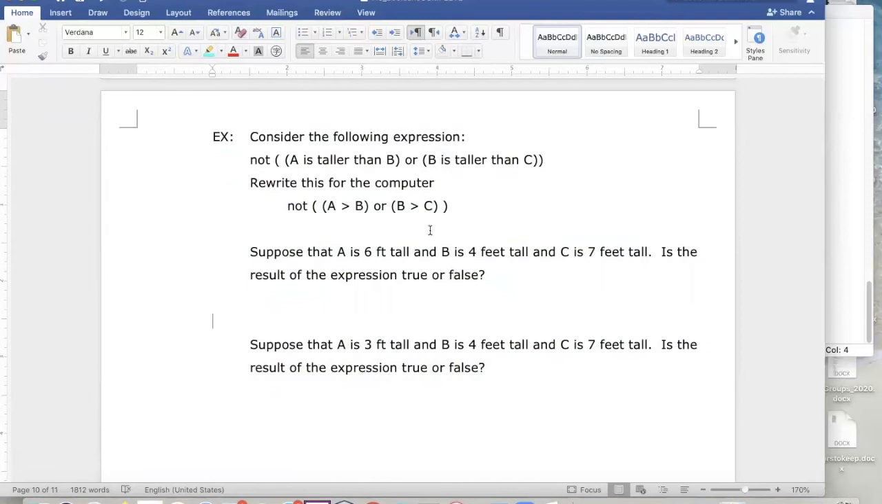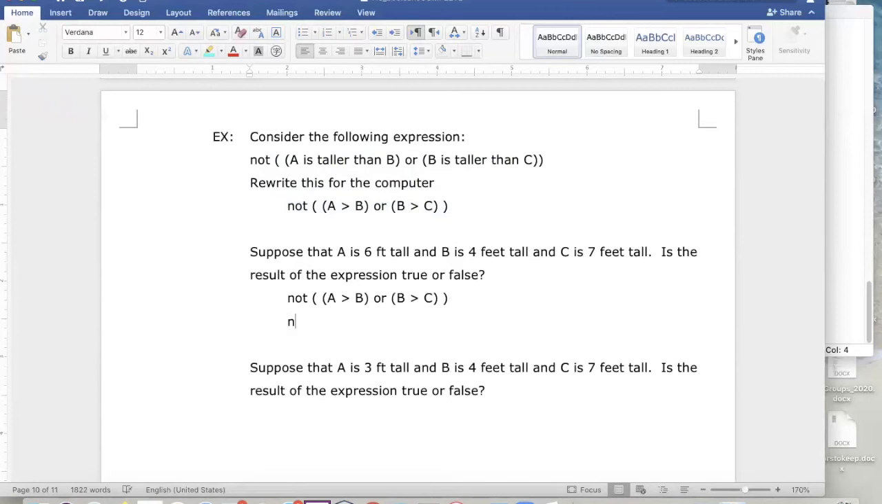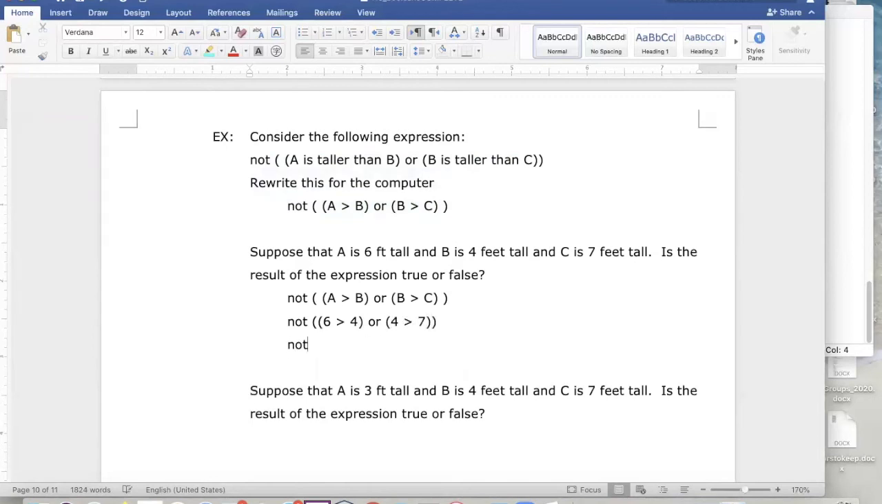Let's consider another expression. This one uses the or operator on the inside. This time we're seeing is not of A greater than B or B greater than C. So this time we're trying to evaluate the expression not is A bigger than B or is B bigger than C. Just like last time, I always start these by copying the expression. Then I fill in the data values. So here we're filling in is 6 bigger than 4 or is 4 bigger than 7. And then we start with the most deeply nested set of parentheses. So I'm going to start with is 6 bigger than 4? That's true.